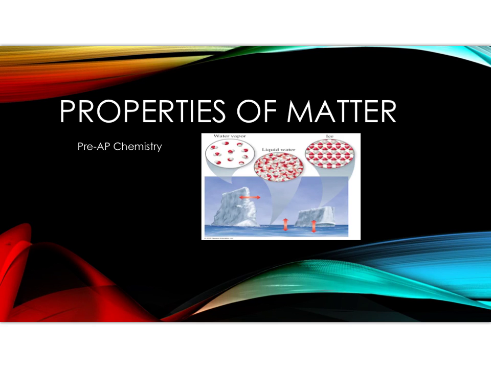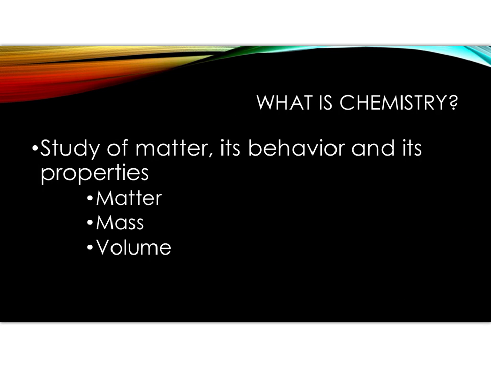Let's take a break from all that math and let's study properties of matter. So you're sitting here in your chemistry class, and really all you've done so far is a bunch of math. That can't be right. What exactly is chemistry? Write this down now. Chemistry is the study of matter, its behavior, and its properties. By definition, matter is anything that has mass and volume. Mass is measured in grams, and volume is measured in either liters, milliliters, or centimeters cubed.